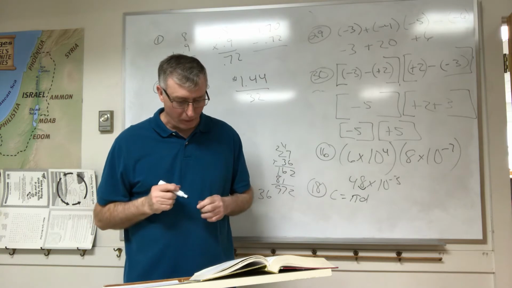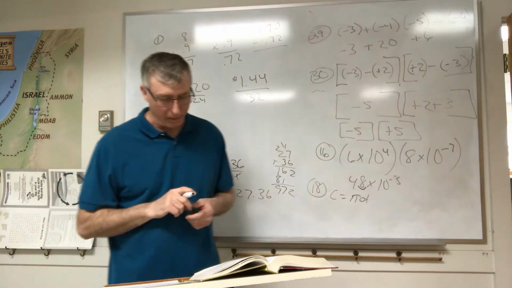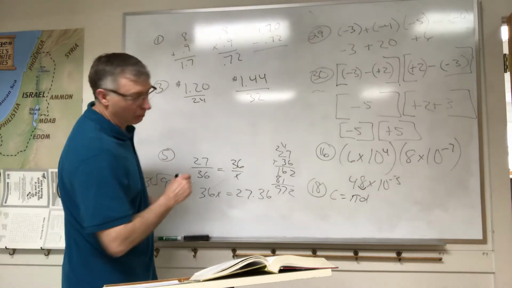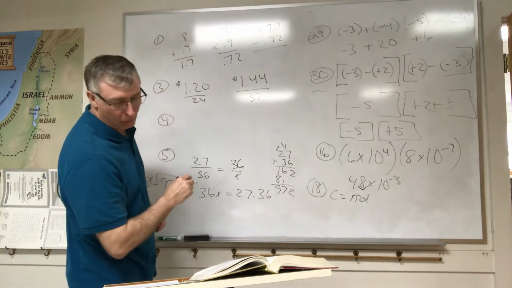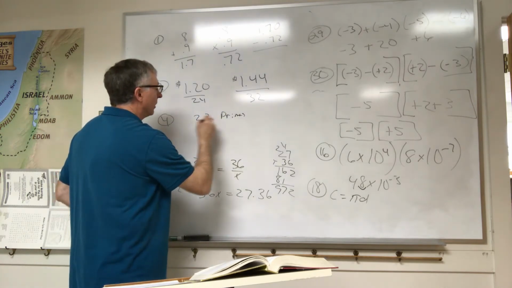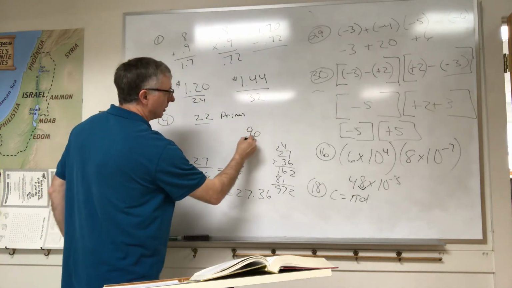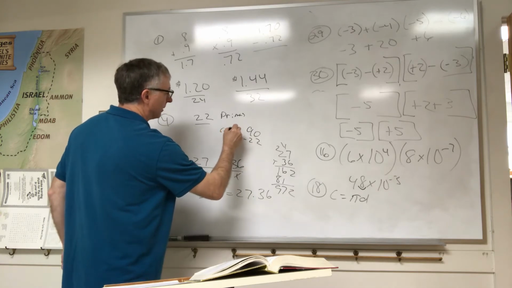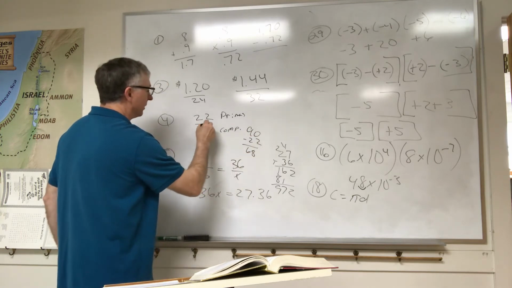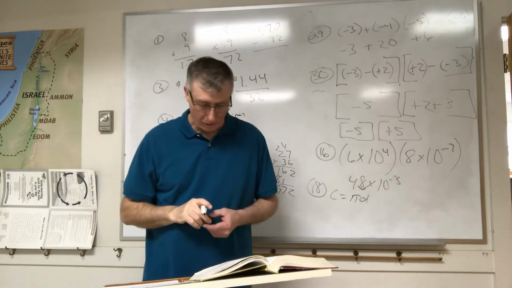Number 4, 22 of the 90 two-digit numbers are prime numbers. What is the ratio of the number of prime numbers to the number of composite two-digit numbers? Okay, so 22 primes over, so 90 minus 22, right, this is going to be the composites. And so I have 68, and so my ratio of 22 over 68 reduced will get you your answer there.